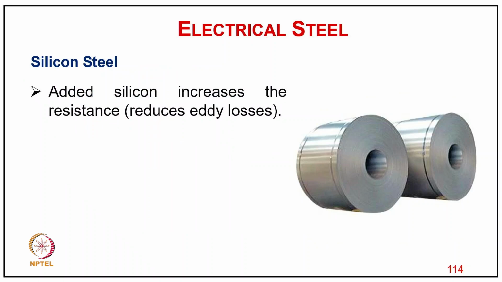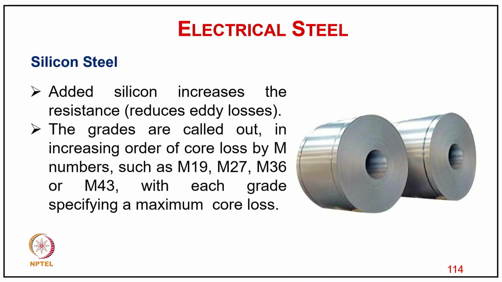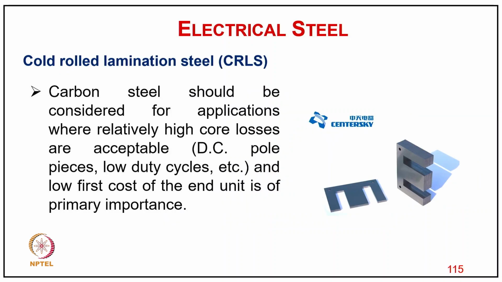And of course, in silicon steel, the added silicon increases the resistance and reduces the eddy current losses in the steel sheet. So the grades are called out in increasing order of core loss by M numbers, such as M19, M27, M36 and M43, with each grade specifying a maximum core loss, and insulation on these we call C0, C3, C4 or C5. So these are typically the properties we put.